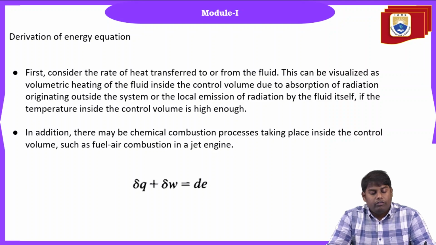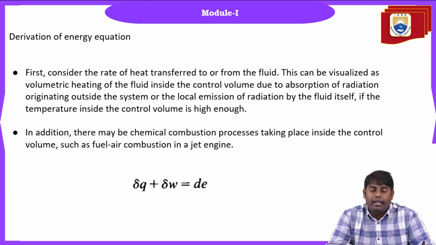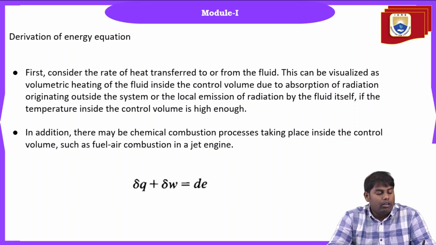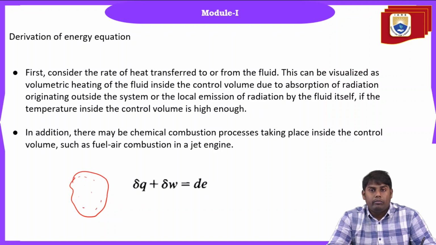Now, first consider the rate of heat transferred to or from the system. Basically, we have an entity called volumetric heating. Surface heating is there, and volumetric heating is there. When we transfer energy or heat to the system, you have the volumetric heating. Volumetric heating means that throughout the entire volume, the system is getting heated up.